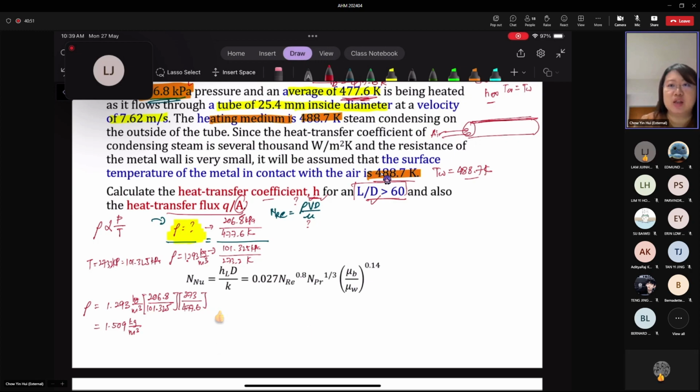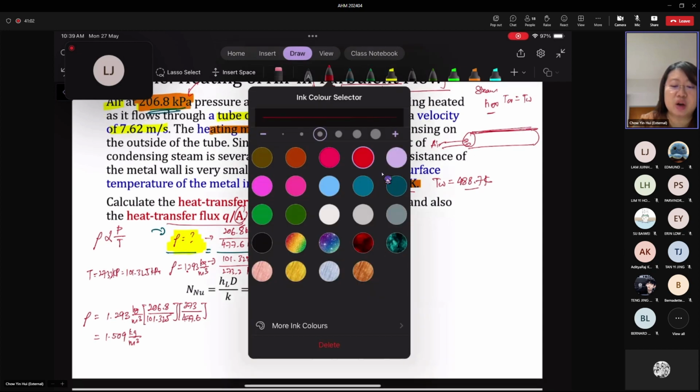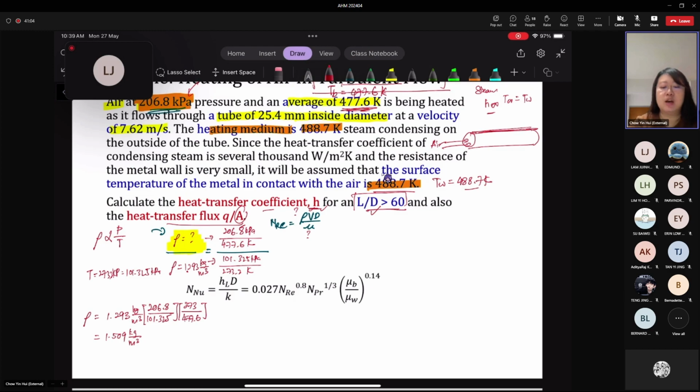So take note, especially your assignment. Question 2 of your assignment is regarding this topic, where you are going to find out what correlation you should be using to solve for the h, then calculate the rate of heat transfer.